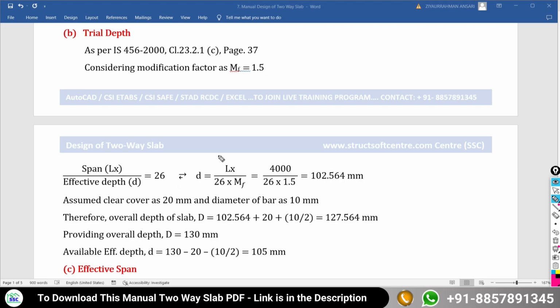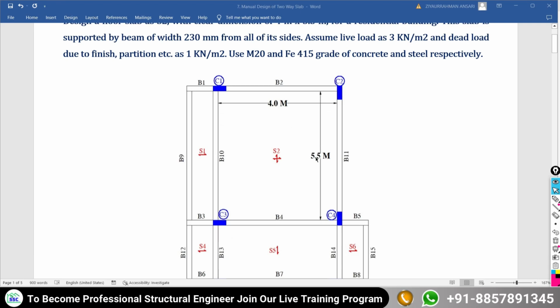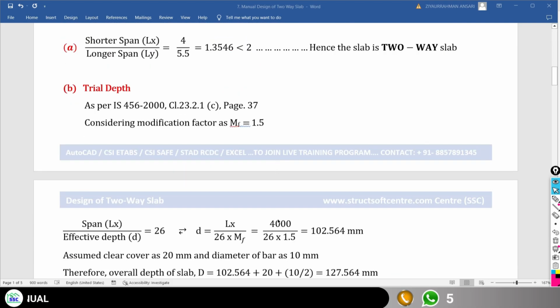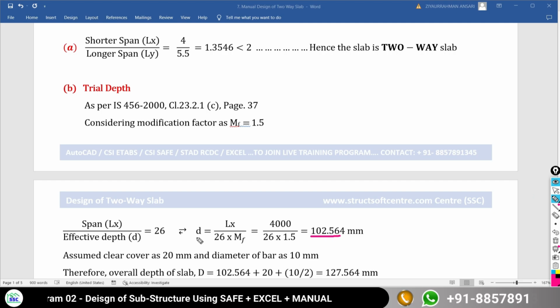Now how much is the shorter span? Clear shorter span 4000. We have two spans. One is your width, 4 meter, and this is 5.5 meter. So always you have to consider the shorter span. Remember. So that's why I am going to consider here the shorter span as 4000 divided by 26 multiplied by 1.5. After doing this calculation, we get the value of 102.564 mm. So this much effective depth is required based on the serviceability criteria as per this codal recommendation.